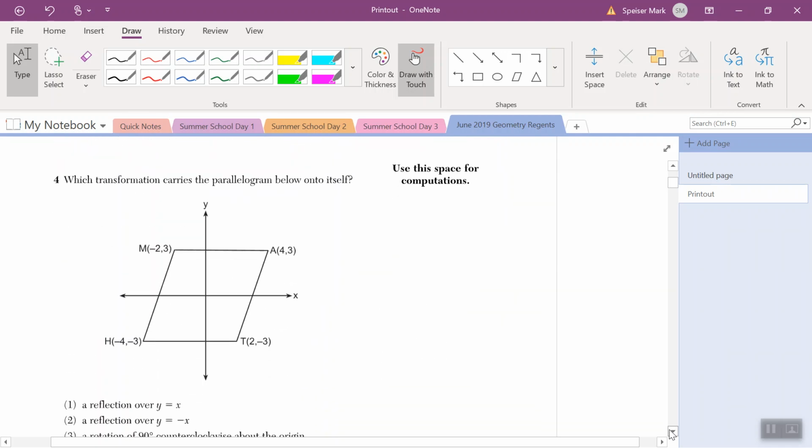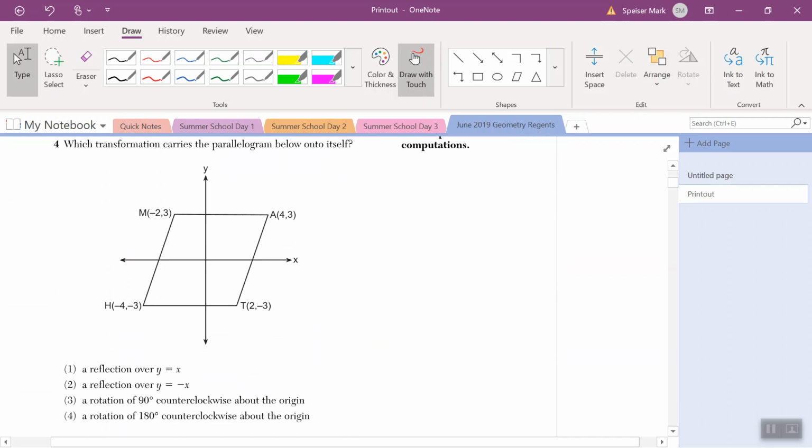Which transformation carries a parallelogram onto itself? A reflection over y equals x. Well, that distance is equal, and that distance is equal. The intersection of both these angles are right angles. So reflection over y equals x, reflection over y equals negative x, both work.